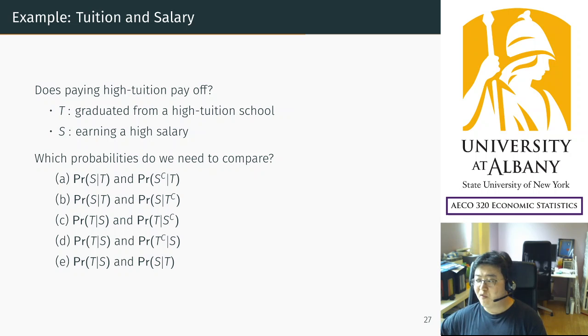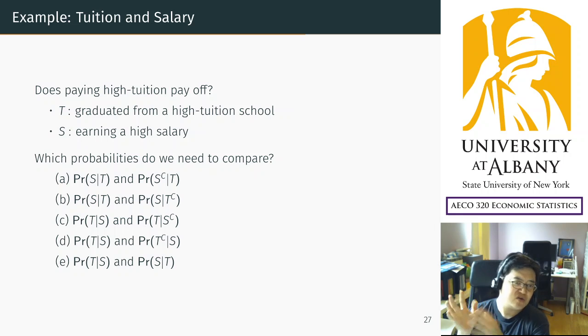T stands for tuition is high. So you graduated from a high tuition university. And S stands for you are making a high salary. So S for salary, T for tuition. So I would like to study, if you graduate from a high tuition school, is there any better chance of making a higher salary or not?